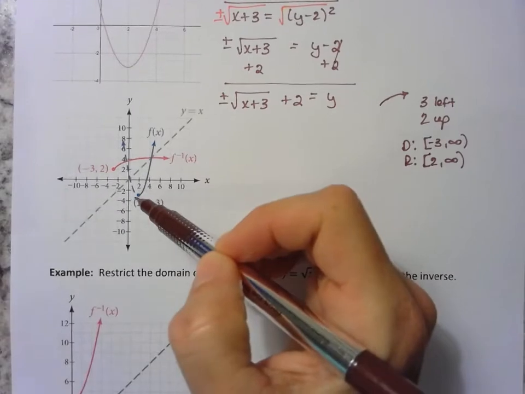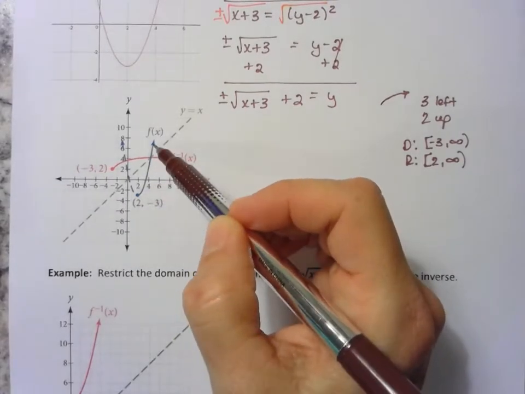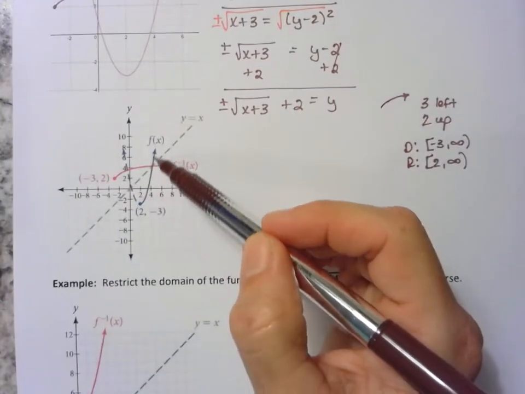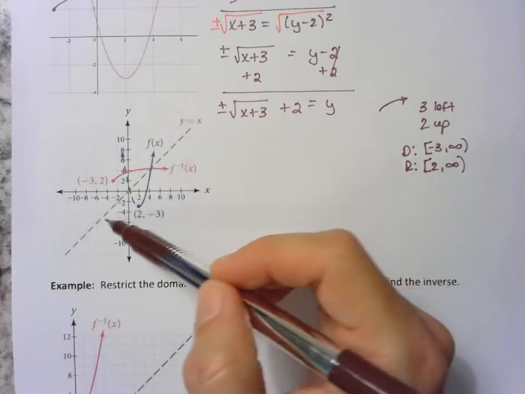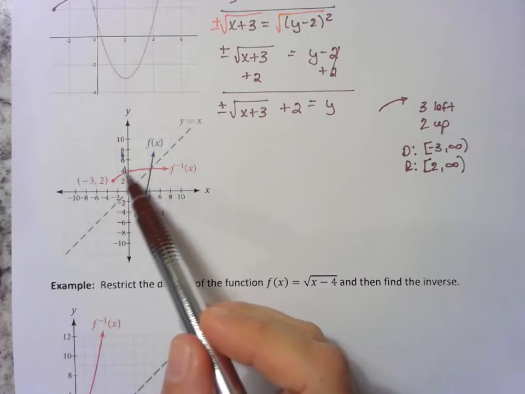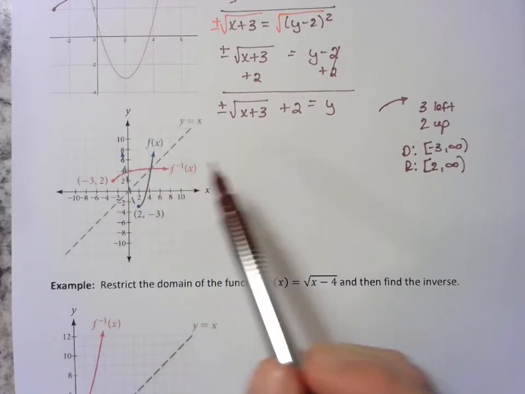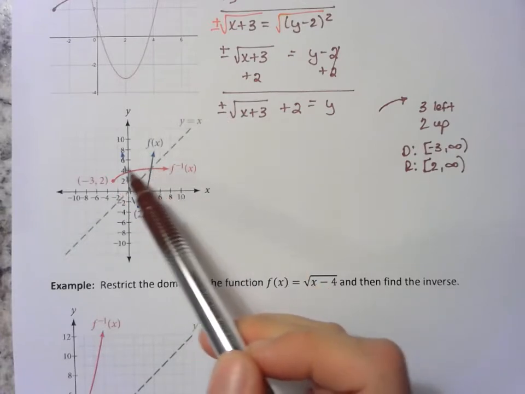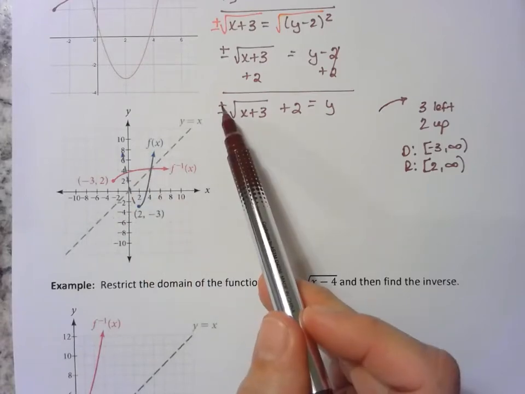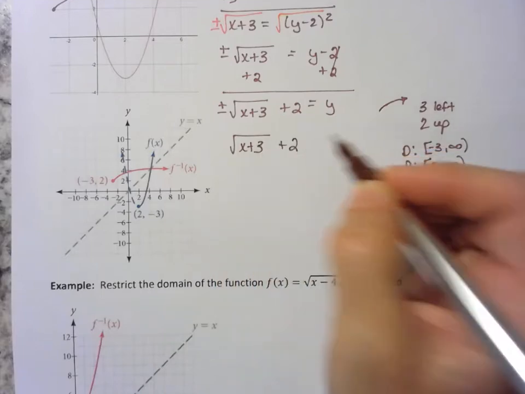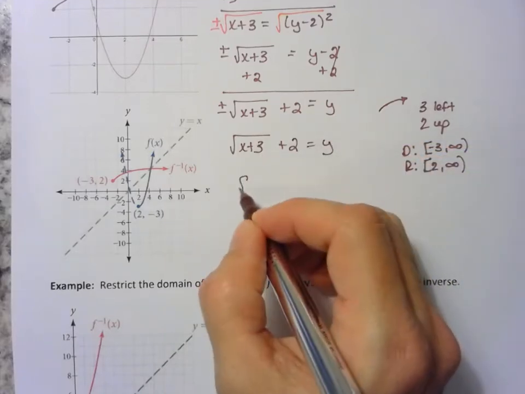So I do have a better picture of that right here. This is our original function, with the domain restricted to 2 to infinity. The reflection across the y equals x line is here, this red one. So this represents our inverse function. So which one do we need? Do we need the positive one or the negative one? This graph is upright. It's not flipped over, which means we need the positive one. So we have the square root of x plus 3, plus 2 is equal to y, which is our inverse function.